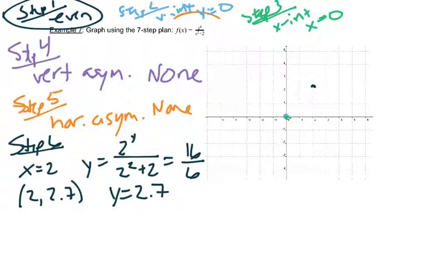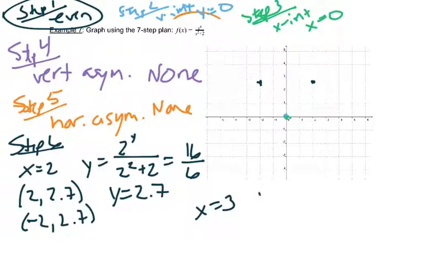But remember, because of the symmetry, it also means that we have negative 2, 2.7. If it's to the right 2 and then up 2.7, it's also to the left 2 and up 2.7. This 2.7 would be a little bit above half. So let's do it sort of right there. Maybe we do one more. Maybe we say 3.